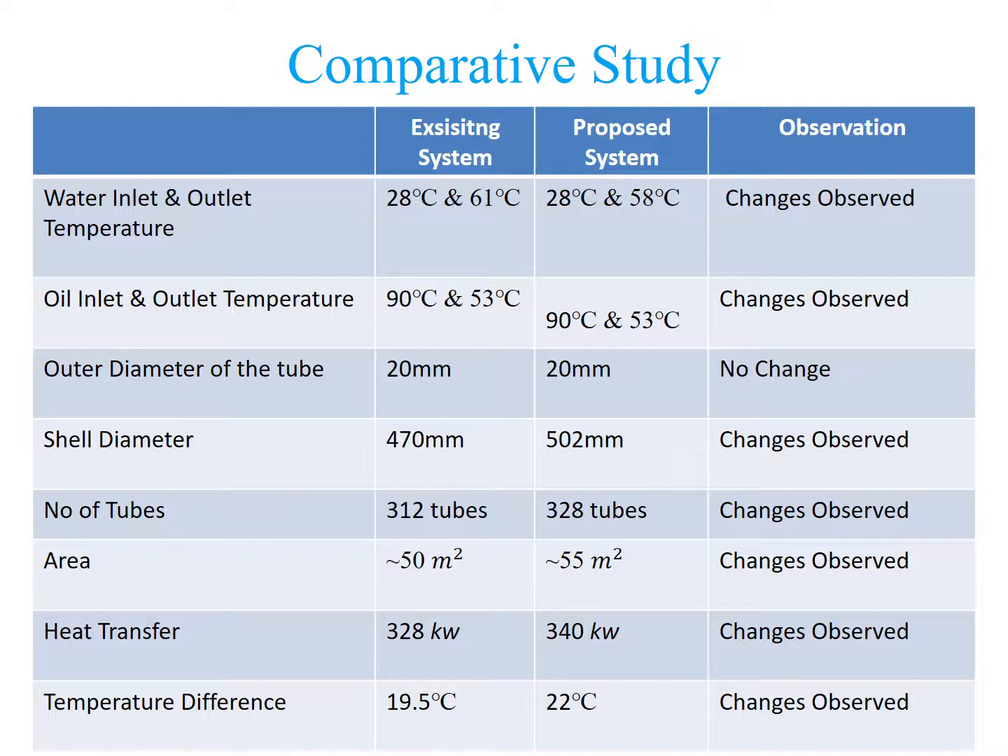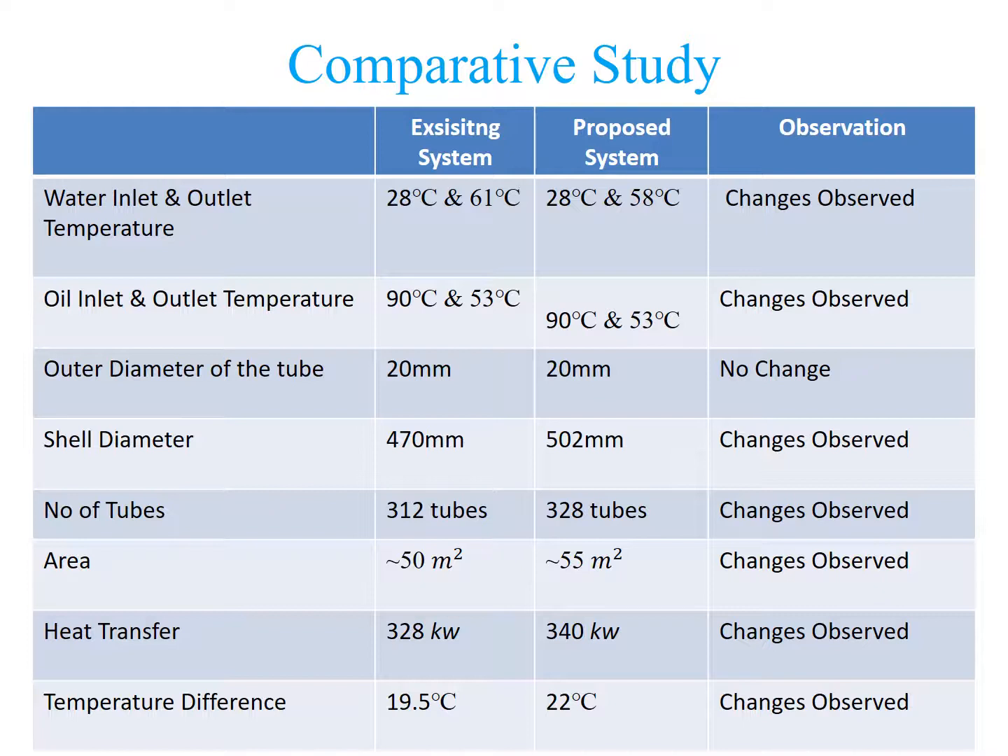Outer diameter of the tube. In the existing system it is 20 mm and in the proposed system it is also 20 mm. There is no change. Shell diameter. In the existing system it is 470 millimeter and in the proposed system we have increased it to 502 millimeter. And the number of tubes. The existing system consists of 312 tubes and in the proposed system we have increased the tubes to 328 tubes.